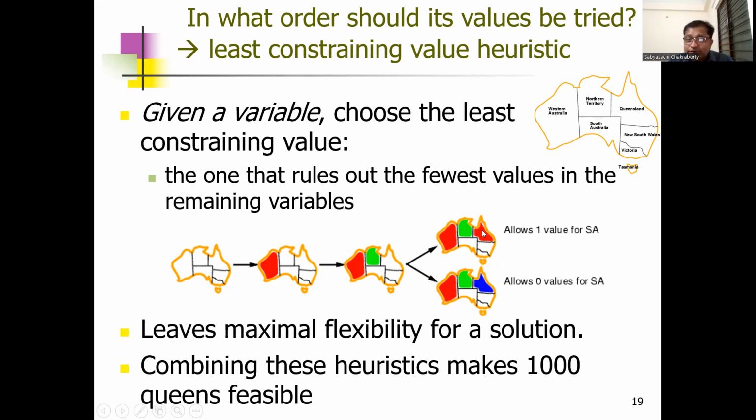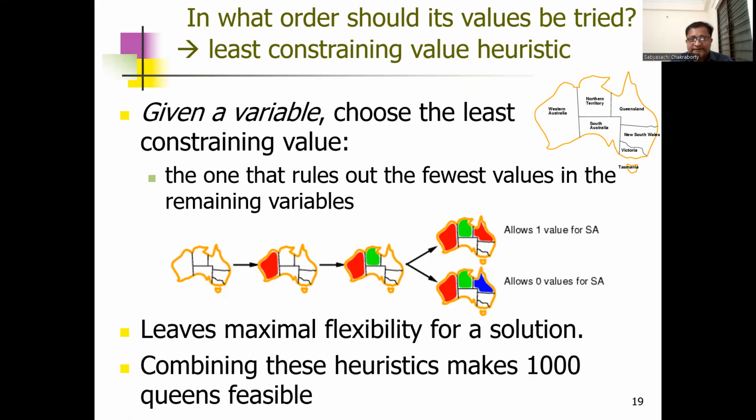Why? Because if I choose red for Queensland, it will impose the least constraint on other regions. For South Australia, there is one color left. For New South Wales, there are two colors left. And for Victoria, there are three colors left. So this is the most possible number of availability of values we are leaving for the other regions. That is the least constraining value.